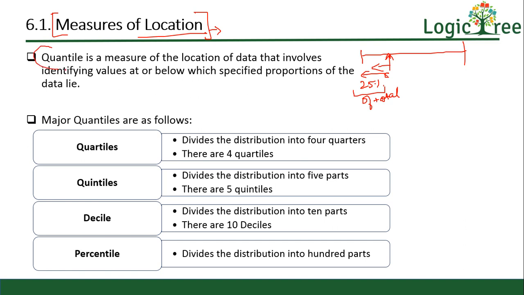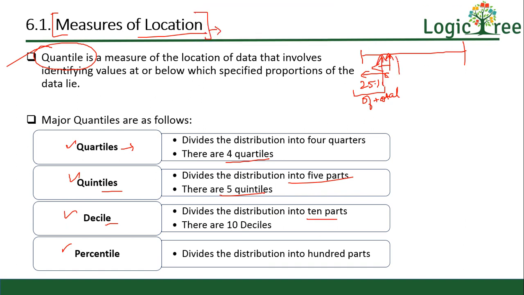This location is measured in quantiles. So major quantiles are quartiles, quintiles, deciles and percentiles. Quartile is on the basis of 4 quarters. Quintile is on the basis of 5 parts, that is, it is divided into 5 parts. Next, in decile, we divide the distribution into 10 parts.